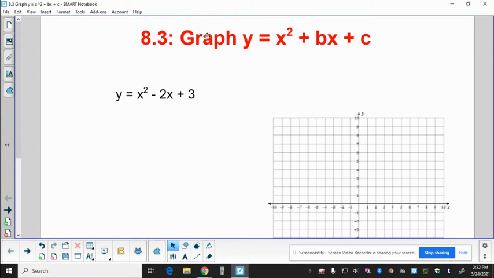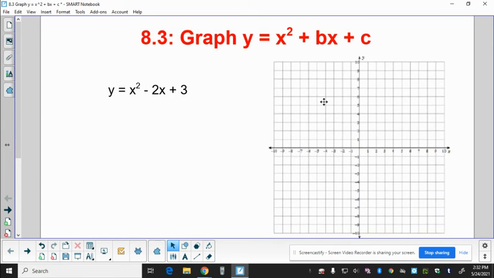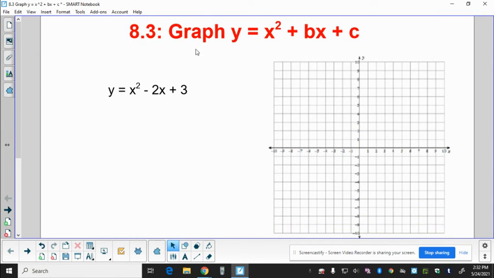All right, everybody, last topic here. We're going to talk about how to graph when we are in complete standard form. So let's go ahead and give this a try. We're going to go about this the same way we did with the other problems. First thing we want to do, let's locate our line of symmetry.